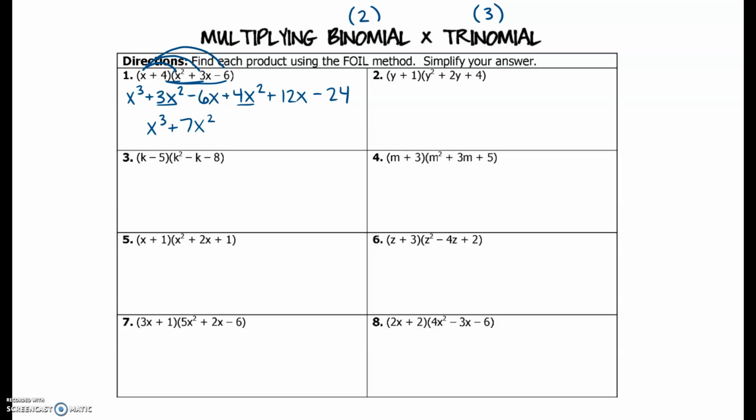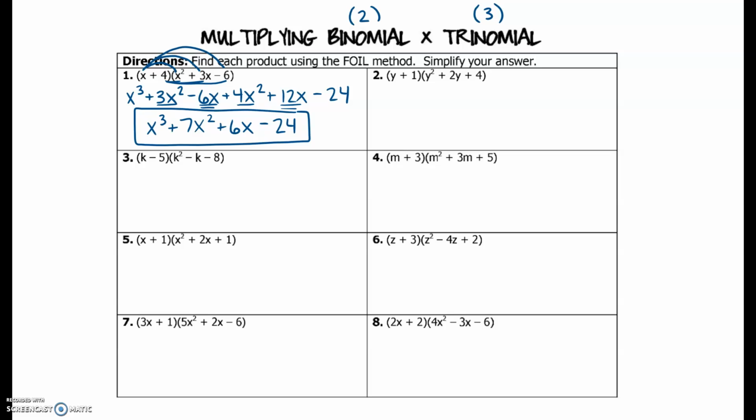We notice we have two terms with an x in them, negative 6 and positive 12. So when you add negative 6 and positive 12, you will get a positive 6x as a result. The last thing you notice, you have negative 24. That just is brought down into our final answer, and this x to the third plus 7x squared plus 6x minus 24 would be your final answer for number 1.